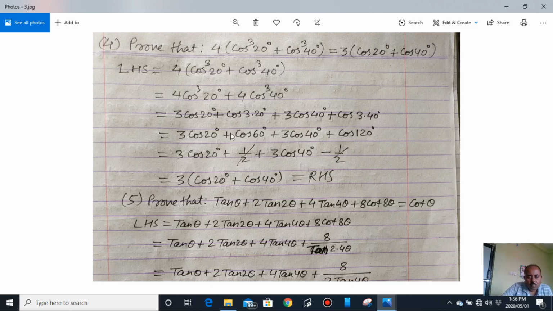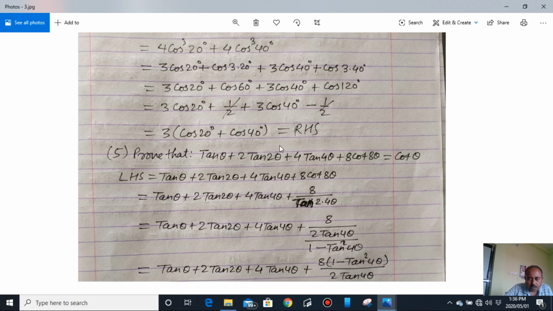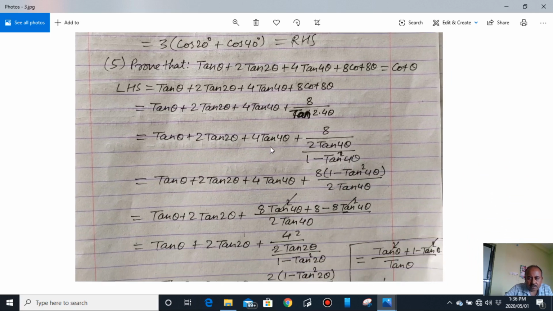Now move forward. 3 cos 20 degree, cos 3 into 20 means 60, 3 into 40 means 120. You know cos 60 degree is 1 by 2, and cos 120 degree will be minus 1 by 2. So plus 1 by 2 minus 1 by 2 cancelled. What is left? 3 cos 20 degree plus 3 cos 40 degree. Take 3 common, that is RHS. Finished.